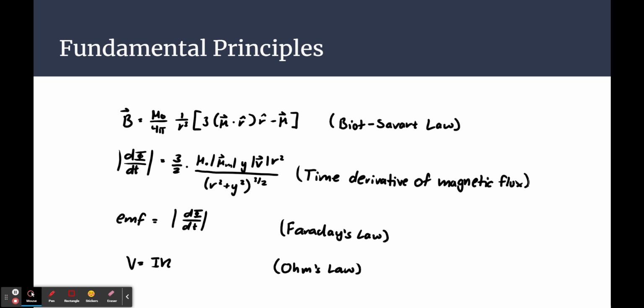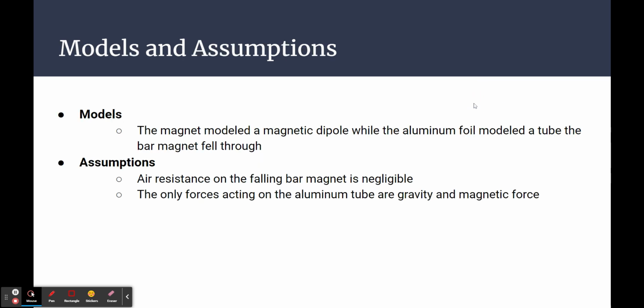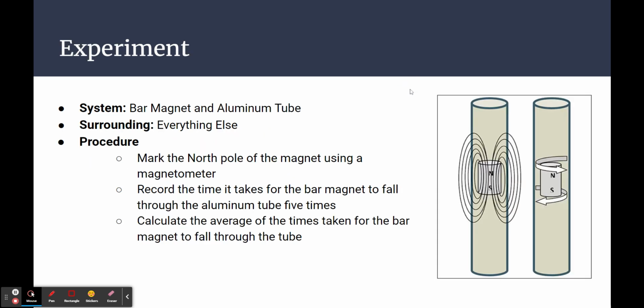Some fundamental principles are the Biot-Savart law, the time derivative of magnetic flux, Faraday's law, and Ohm's law. The magnet is modeled as a magnetic dipole, and the aluminum foil is modeled as a tube through which the bar magnet falls. Some assumptions are that the air resistance on the bar magnet is negligible, and the only forces acting on the tube are gravity and magnetic force. The system is the bar magnet and the aluminum tube, and the surroundings are everything else around it.